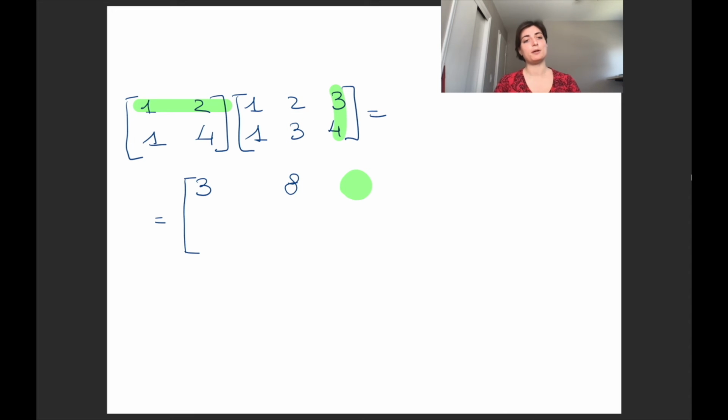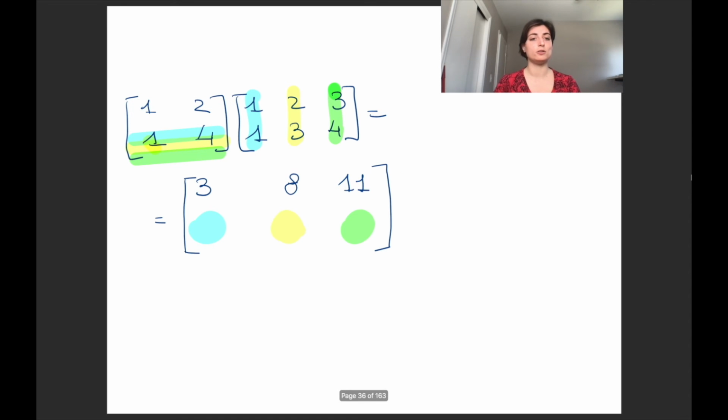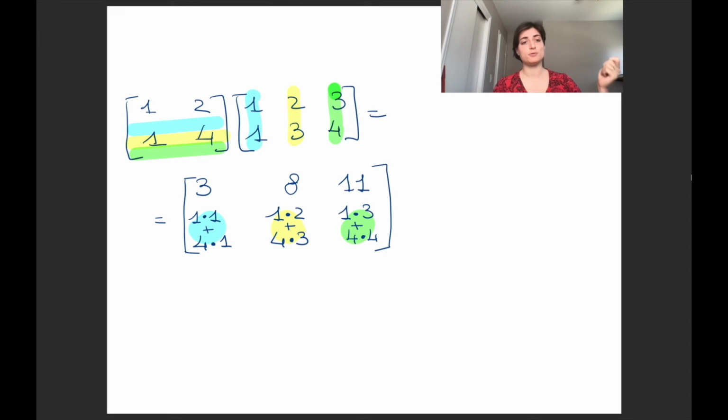And then we keep going. So the third element in the first row is the first row times the third column: 1 times 3 plus 2 times 4. And now we go to the new row. We are taking the second row of the first matrix and multiplying it with the first column to get the first element, the second column to get the second element, and the third column to get the third element. And this is what comes from it.